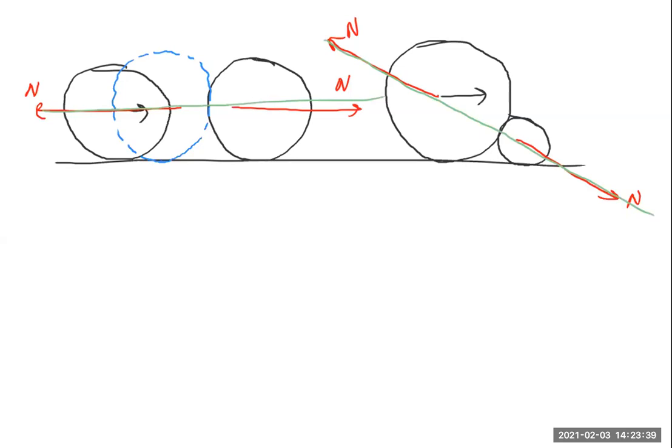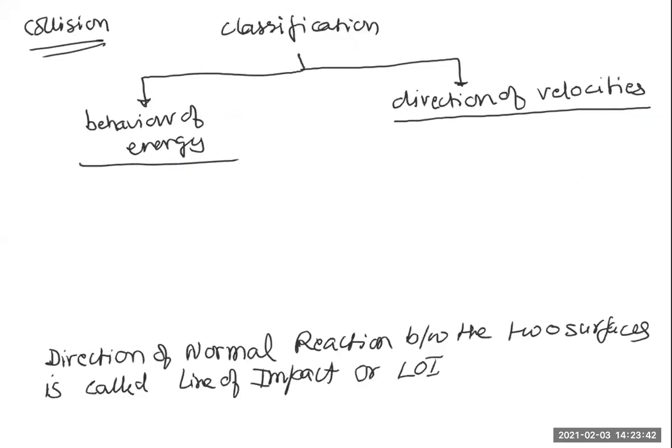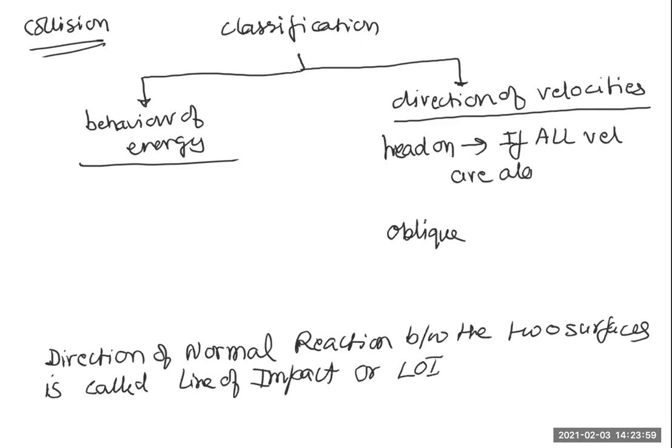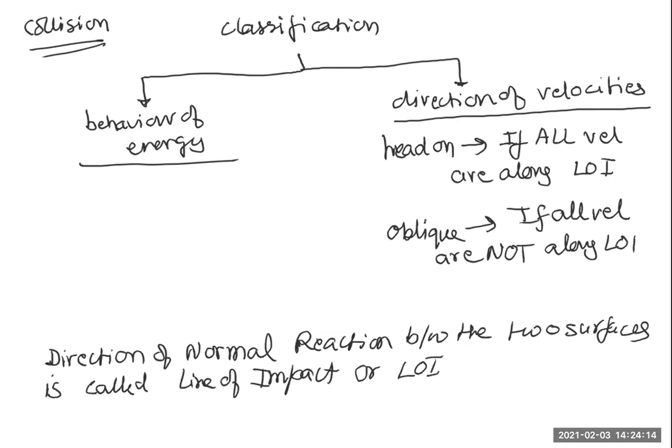So we define velocity, we define collisions as head-on or oblique. We define them as head-on if all velocities are along the line of impact. And we define an oblique collision if all velocities are not along the line of impact.